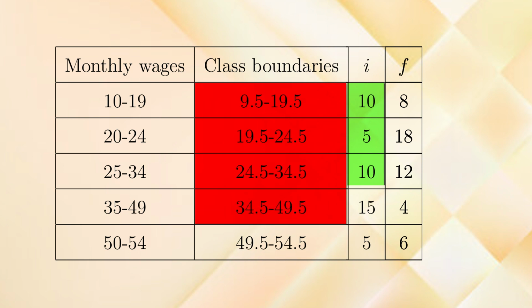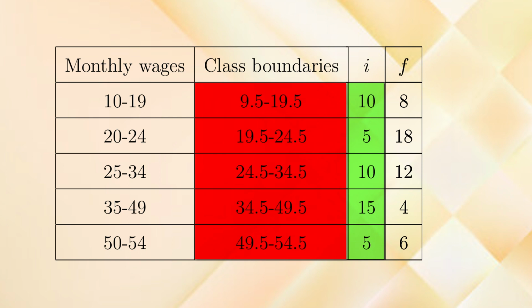For the fourth class, the width is 49.5 minus 34.5, which is equal to 15. And for the last class, the width is 54.5 minus 49.5, which is equal to 5. Here, observe that the width of all the classes is not the same. Hence, we construct the histogram of unequal width.